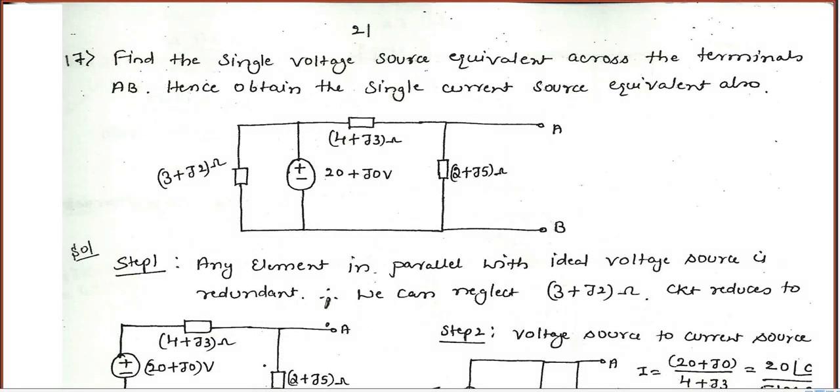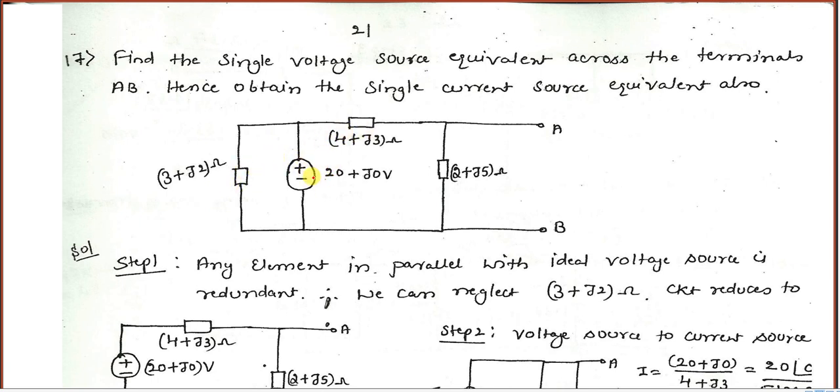Find the single voltage source equivalent across the terminals A and B. Hence obtain the single current source equivalent also. You have to find both the single voltage source as well as the single current source across this. So observe here, it is actually an AC problem.